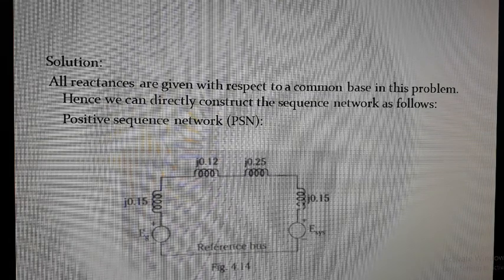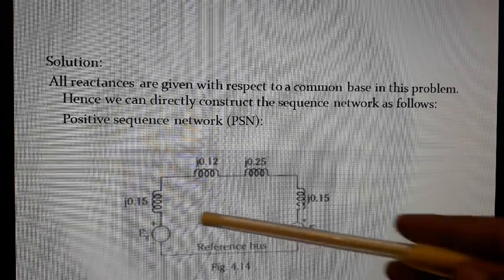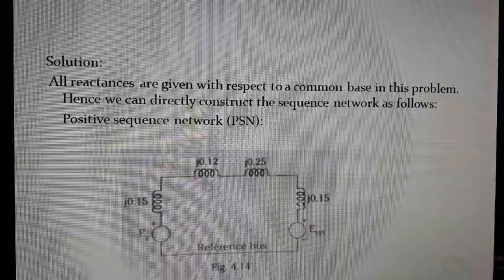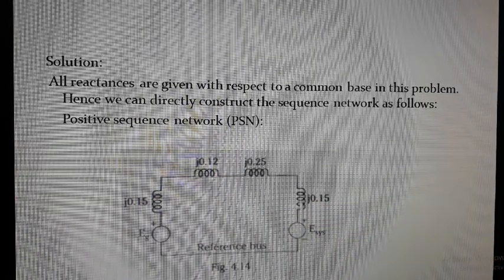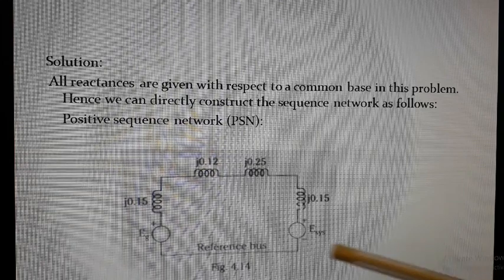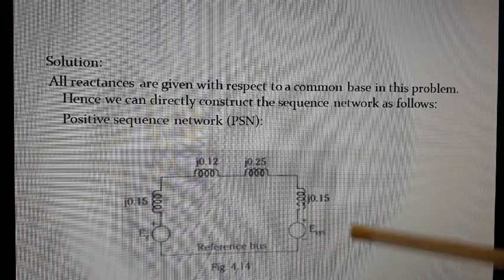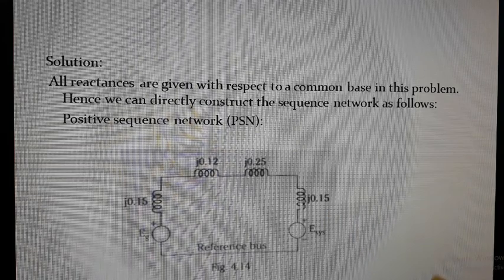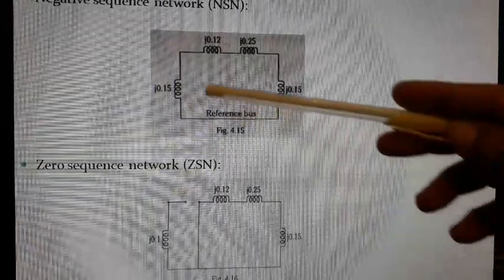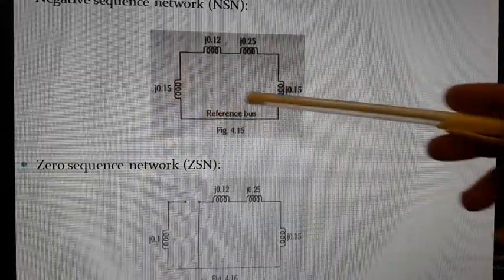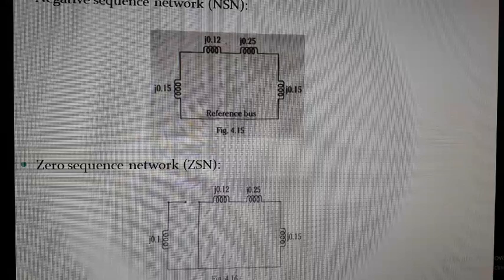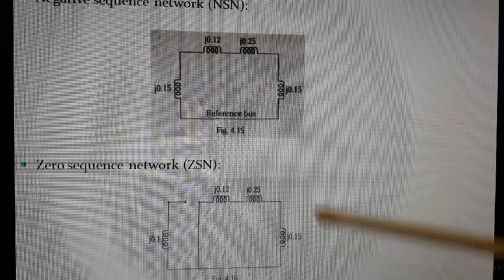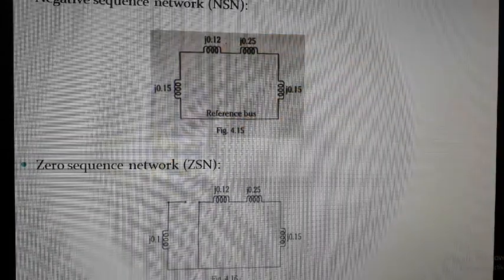Then the negative sequence network is similar to the positive sequence network. The only difference is that there are no voltage sources. No induced EMFs are present in a system whenever negative sequence currents flow. That means no EMF sources as shown here. If we remove those, that becomes the negative sequence network. So we remove the voltage sources, and all the other reactances are exactly the same, and therefore the negative sequence network can be written like this.